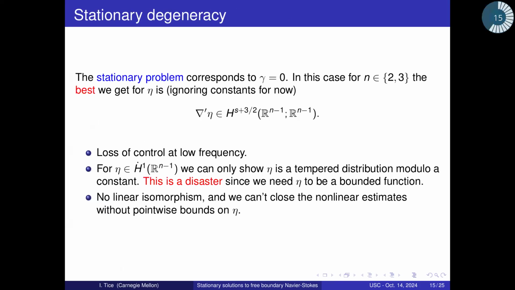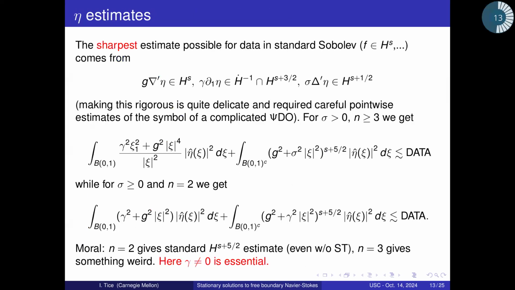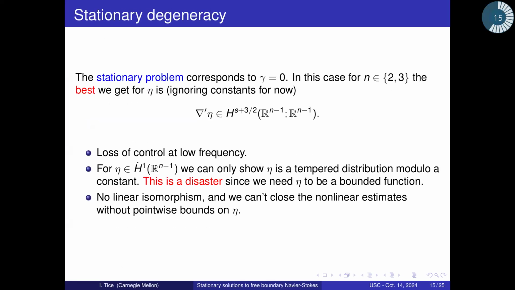Okay, so this is the story of the Hölder problem. Let's talk about what happens now with the stationary problem when gamma is equal to 0. Okay, so I've just told you that gamma is the hero of the story. What happens when the hero dies? Well, in this case, the best that's going to happen when the dimension is, let's say, 2 or 3, is that instead of having the estimates that I wrote here, we will just get that the gradient is in H^(s+3/2). Okay, so you can think about this as a loss of control at low frequency.